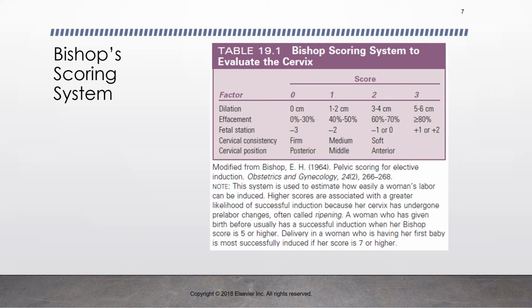things can happen. Delivery of the woman who is having her first baby is more successful if her score is 7 or above. If she's already had a baby, 5 or above. So the nurse or the physician may actually evaluate the cervix and give the patient a Bishop score. It would probably be a good idea to know that a primip, or a woman who's having her first baby, needs a 7 or above. A woman who's already had a baby needs a 5 or above. I would advise that.